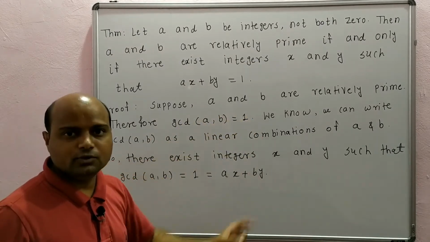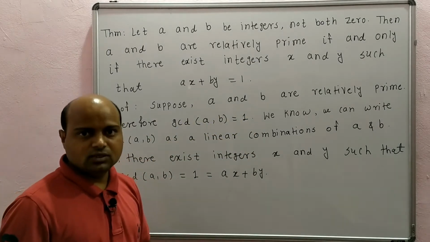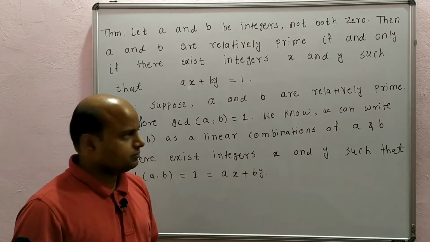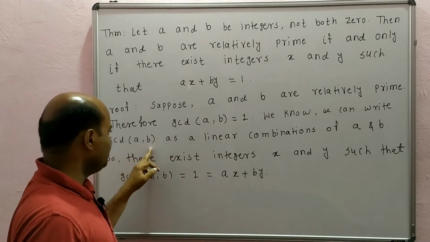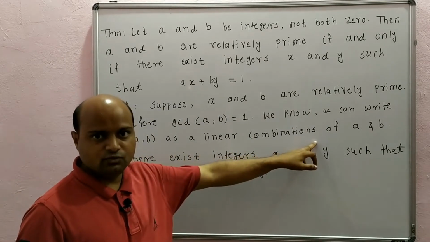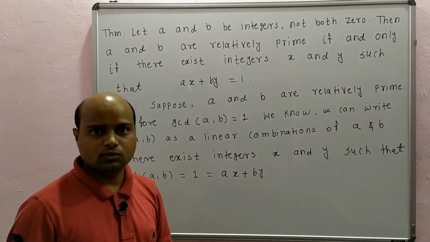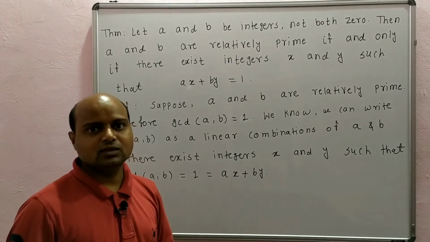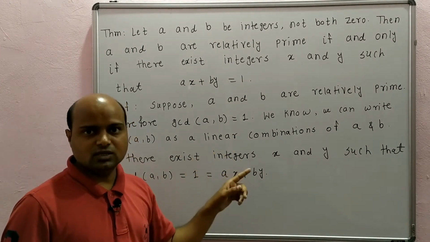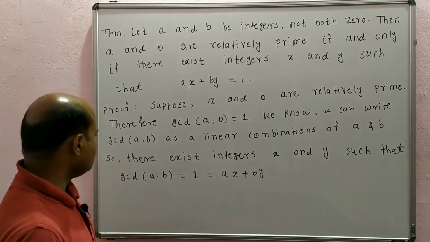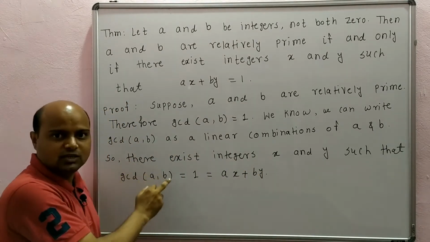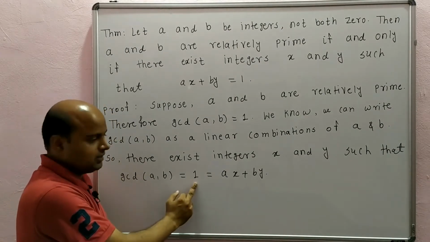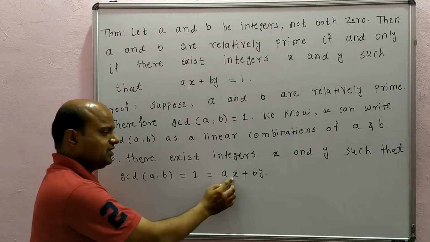Suppose a and b are relatively prime. By definition, the GCD of a and b is 1. We know we can write the GCD of a and b as a linear combination of a and b. We have learned these results in the video on greatest common divisor, where the GCD of a and b can be written as a linear combination of a and b. You can see these results in that video. So there exist integers x and y such that the GCD of a and b is 1, and we can write the GCD of a and b as ax + by.